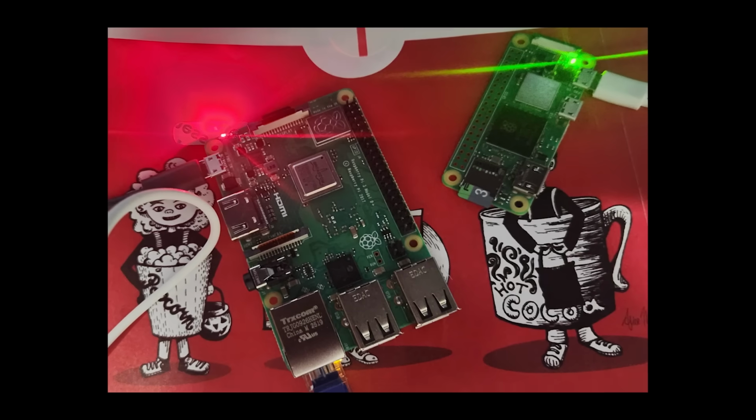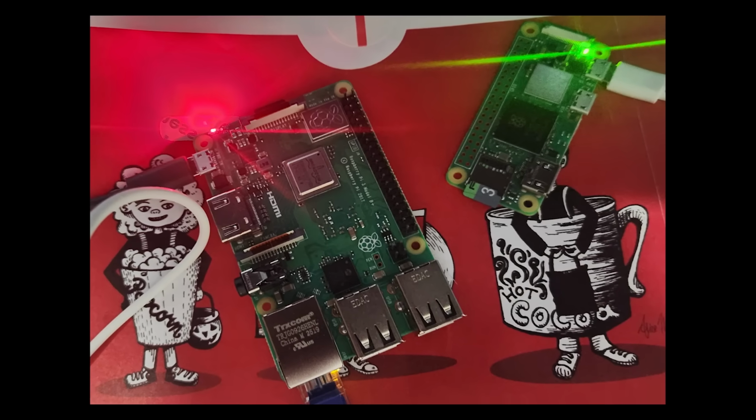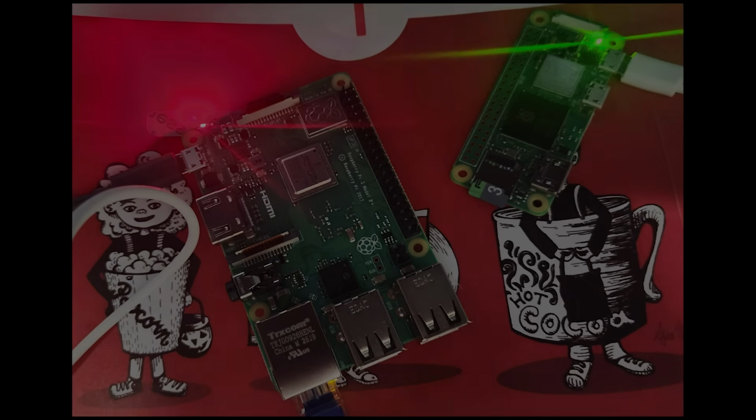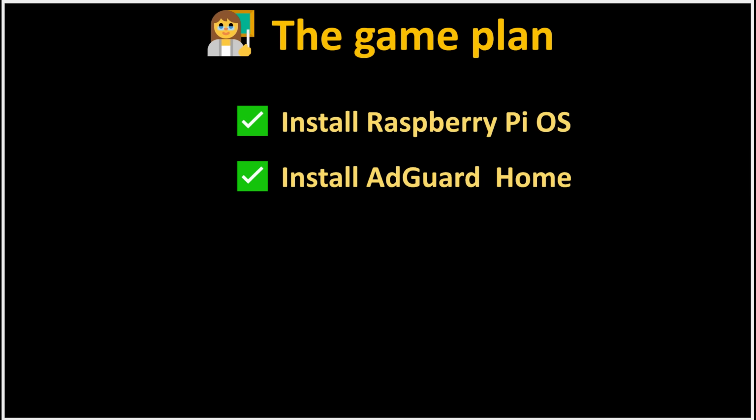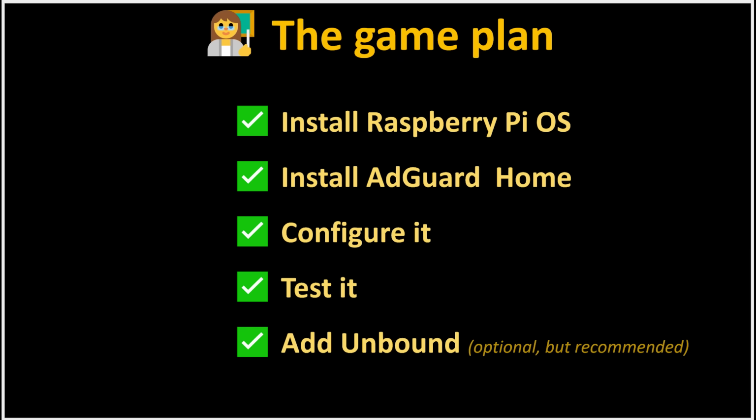If you have two Raspberry Pis, because you're patiently waiting for the dual Pi redundancy videos, then I encourage you to load Pi-hole on one and AdGuard Home on the other. Try them both out. Today, you're going to install Raspberry Pi OS, install AdGuard Home, configure it, test it, and then add Unbound. Optional, but recommended.